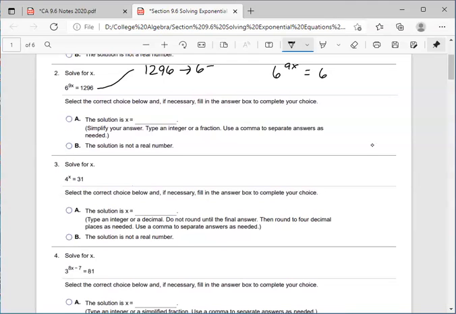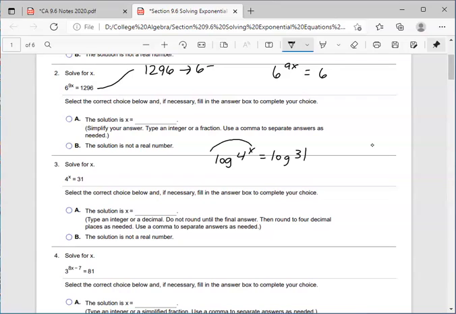Okay, this one. 31 is a weird number. I know already by just looking at this, there's no way I'm going to get 31 to be 4 to something. That was what I would try to do, right? But it's not going to happen. Whenever you have one like this and you know it's not going to work, you automatically go, oh, if it has an e in it, you would do the natural log, but it doesn't. So I got to take the log of both sides of this. It's the only way I can solve this.